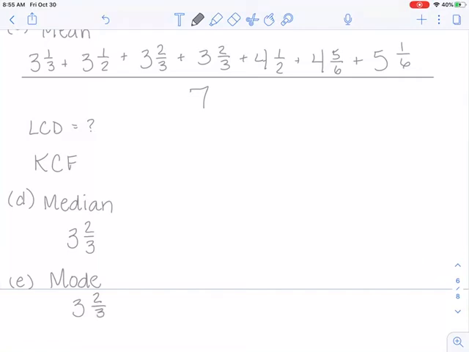Go ahead and give it a shot and try to find the least common denominators and do the adding and subtracting that you have to do to figure out the rest of it. Once you get those answers, if you want to go ahead and text me what you got, I'll check it and see how you did.